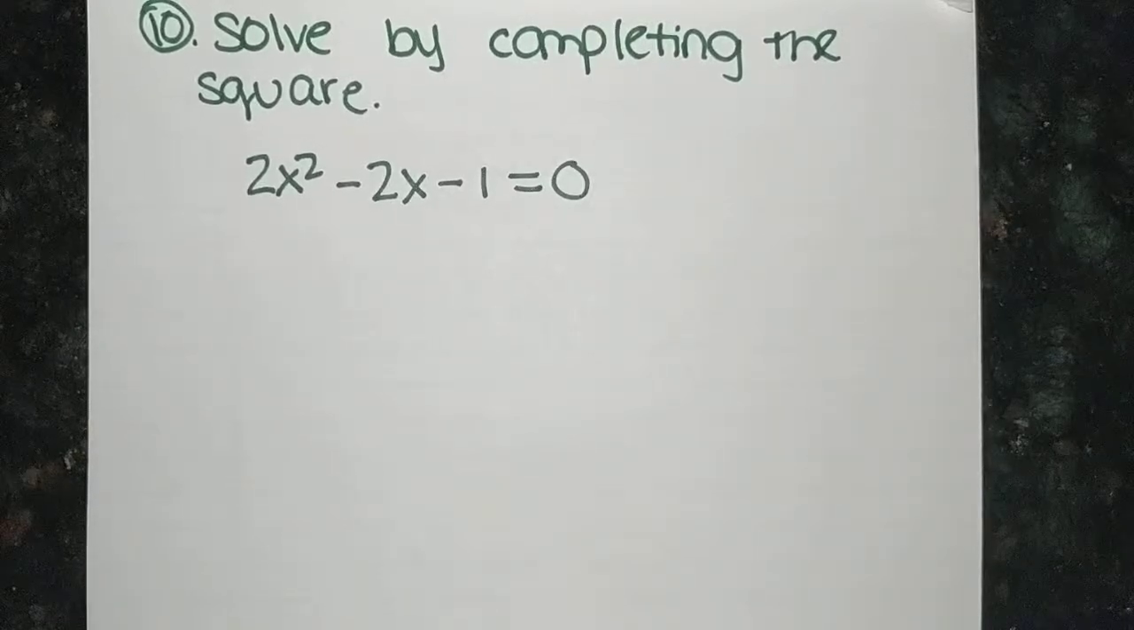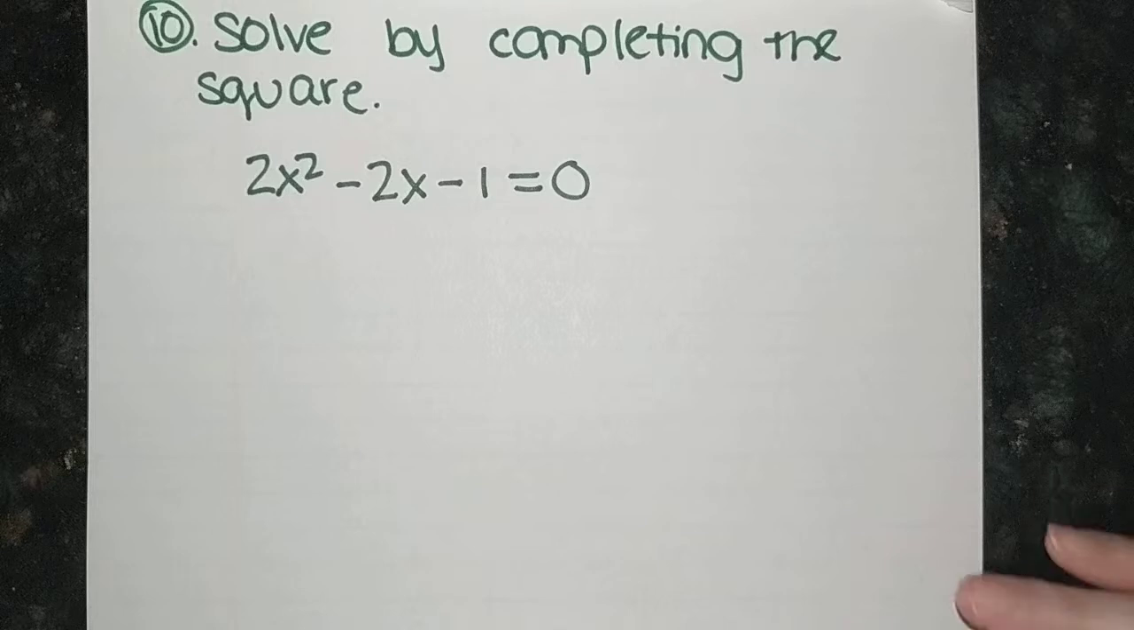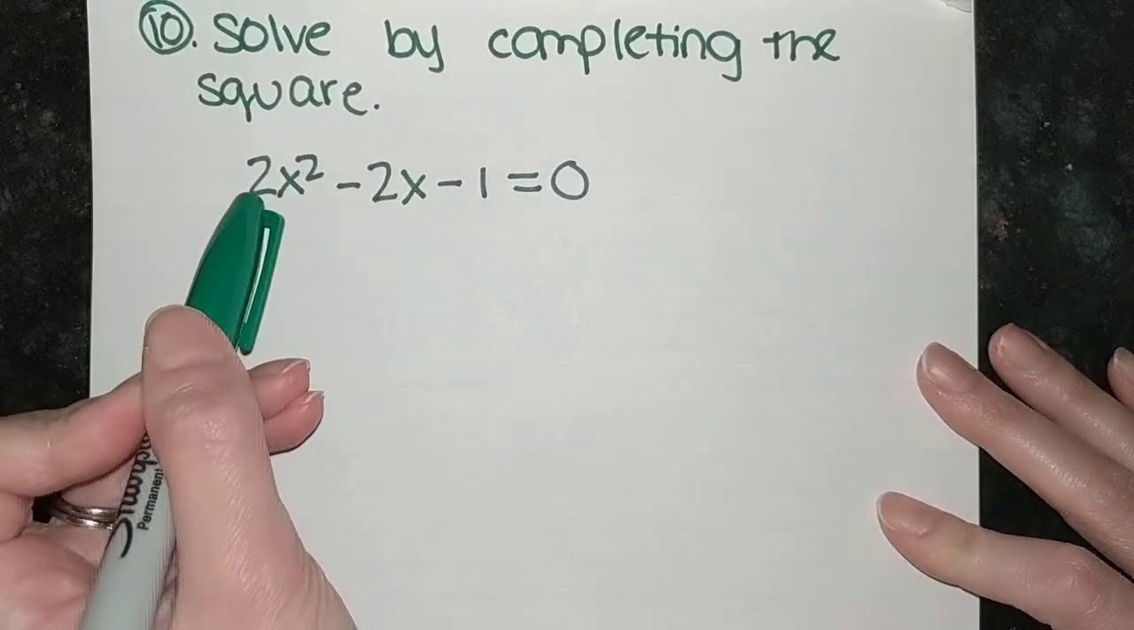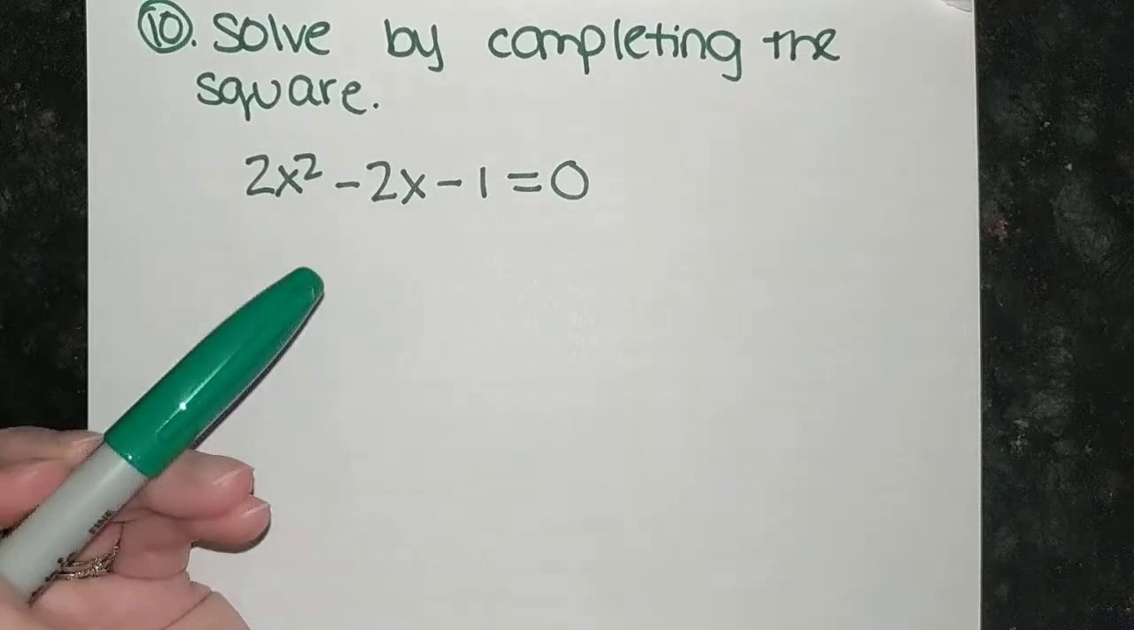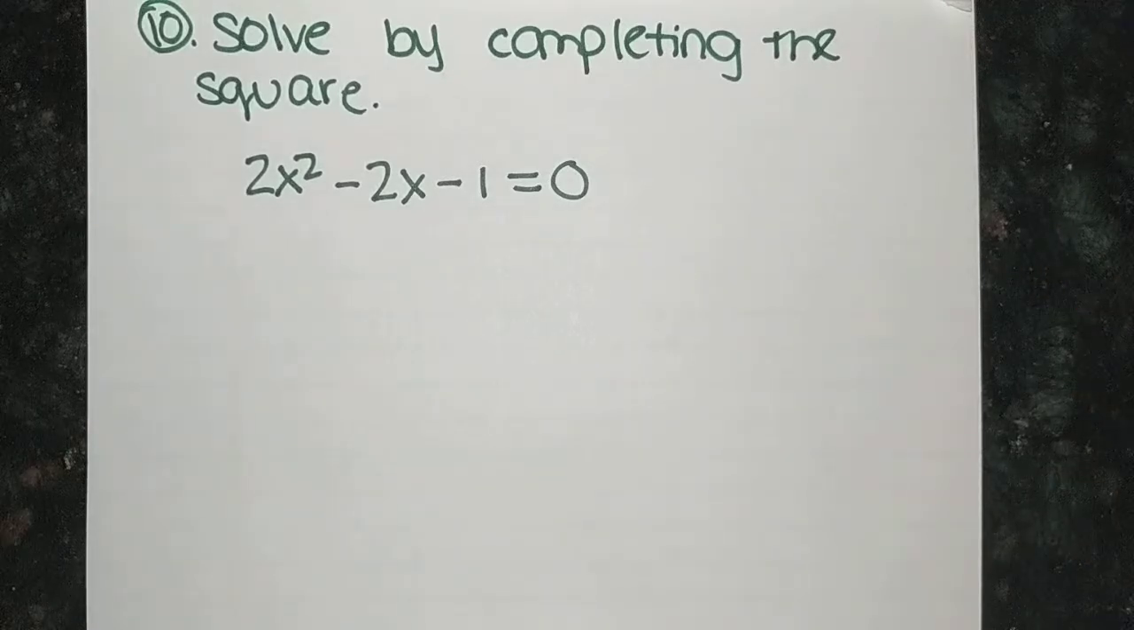This question is meant to be a little bit of a challenge question because all of the other questions have started with a 1x squared here. But this one all of a sudden starts with a 2x squared. So the problem is that you can't use exactly the same method.